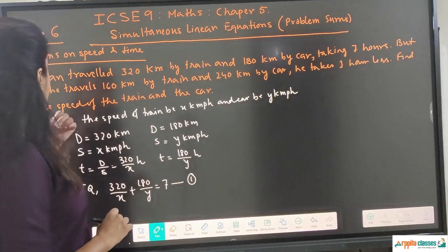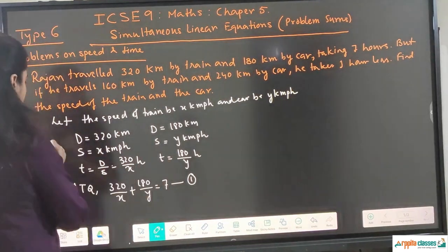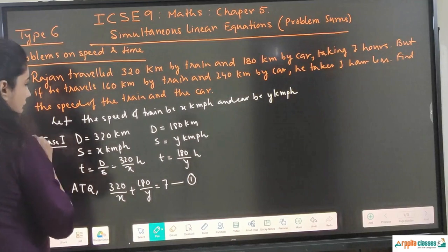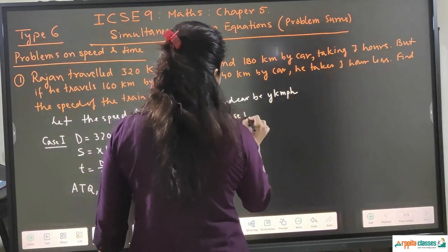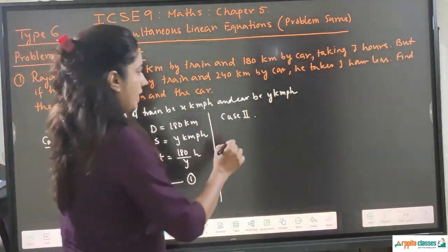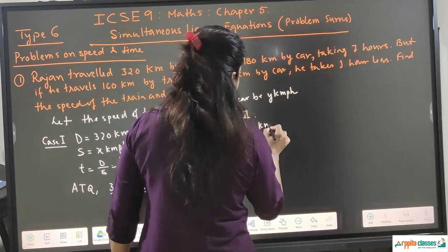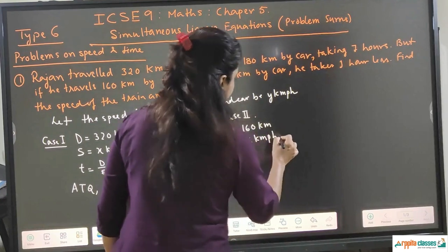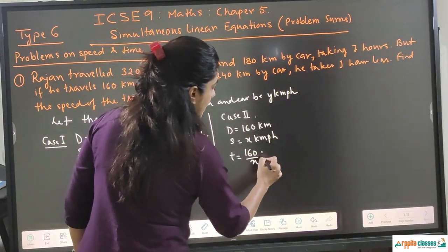Now, this is case 1. You can just write down this is case 1. And now, case 2. What they are saying in case 2 is that if he travels 160 km by train, now the distance is 160 km. Again, the speed by train will be x km per hour. So here the time taken will be 160 upon x hours.